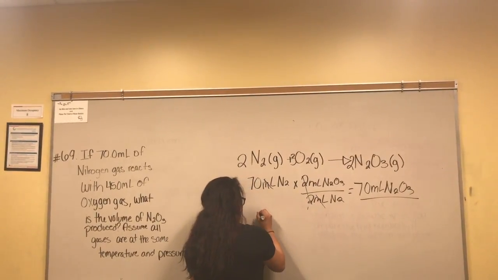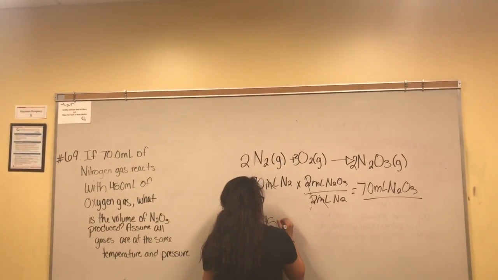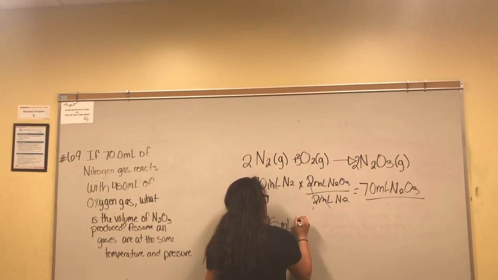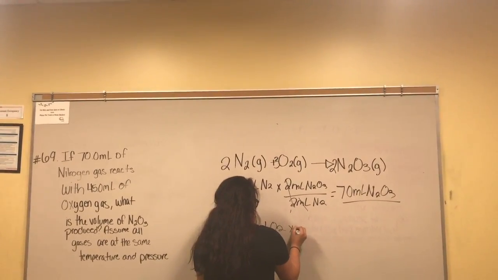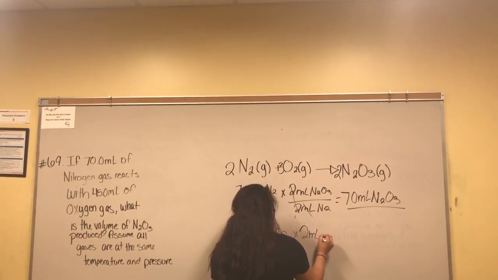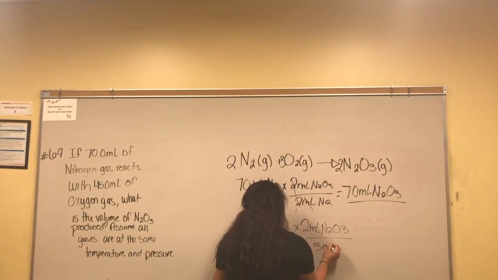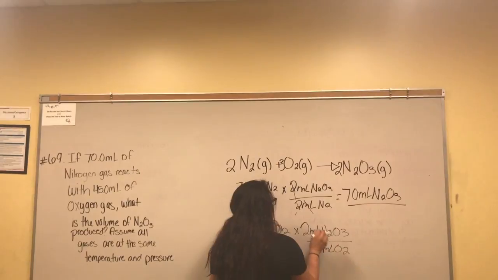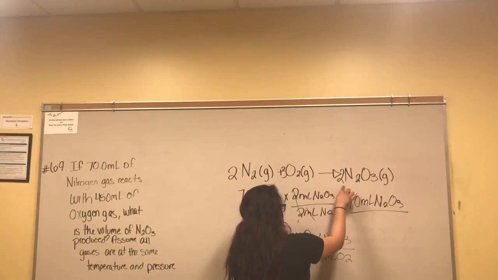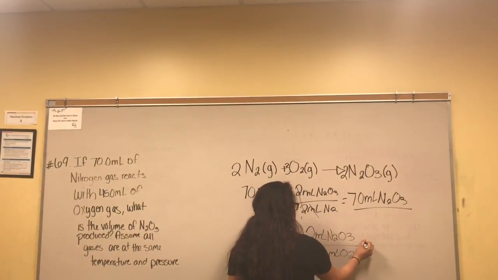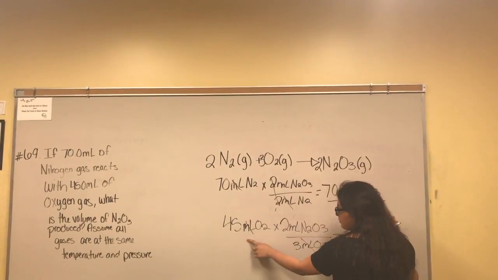So for 45 milliliters of O2, that's your other given. So from there, you're gonna go ahead and multiply 2 milliliters of N2O3 over 3 milliliters of O2, because there's 3 O2s here, and then there's 2 of the N2O3 here. So from here, you're gonna go ahead and cross cancel these. Okay, so from here, you have 45 milliliters of O2.